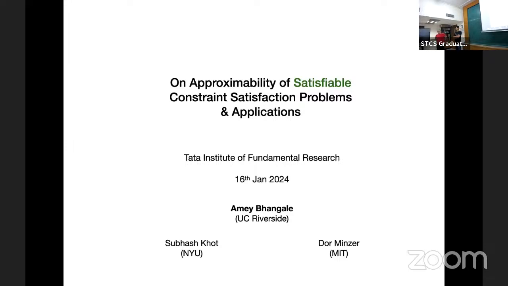Amey did his PhD at Rutgers, and has had stints at Weizmann, KTH, the Simons Institute, and is currently faculty at UC Riverside. He works on a variety of problems related to hardness of approximation and probabilistically checkable proofs. He'll be talking about one of the very exciting sets of work that he has been working on over the last couple of years, on approximability of satisfiable constraint satisfaction problems and applications.